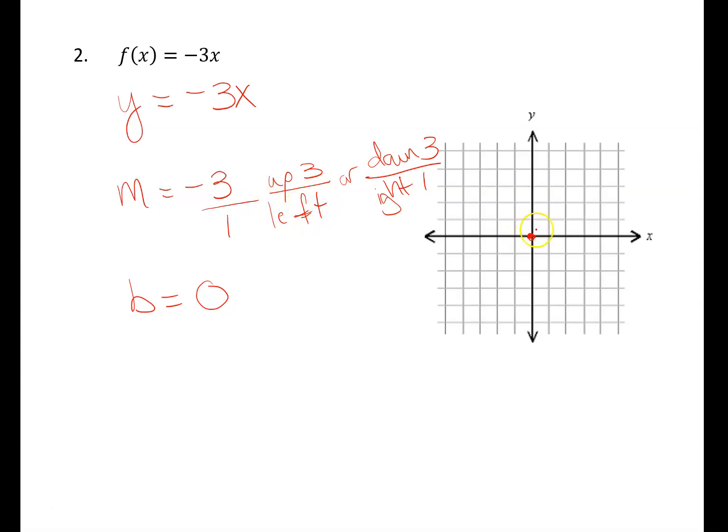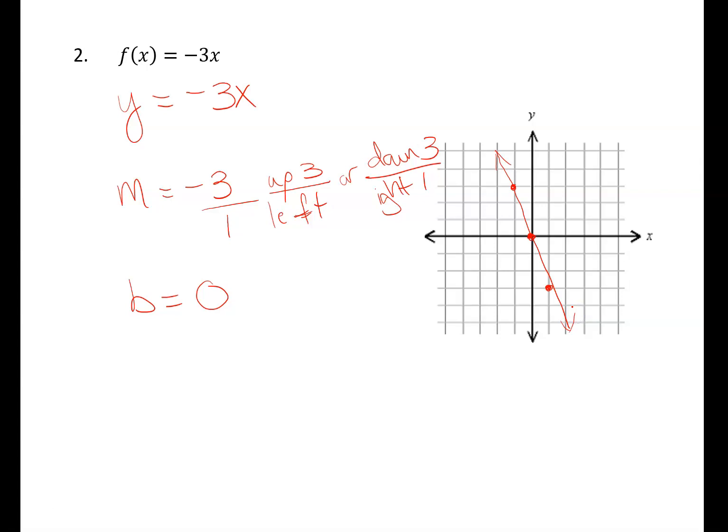So back to our y-intercept, I'm going to go up 3, left 1, and put a point. And I don't have room to go up 3 more, so that's it. And then I'm going to go back to my y-intercept and down 3, right 1. And that's all the room I have, just for those 3 points. So take your straight edge. Sorry, my lines are not very straight. And put some arrows on the end.